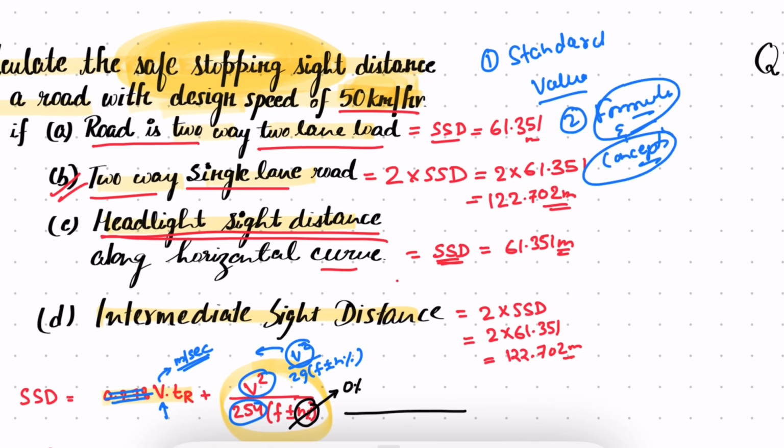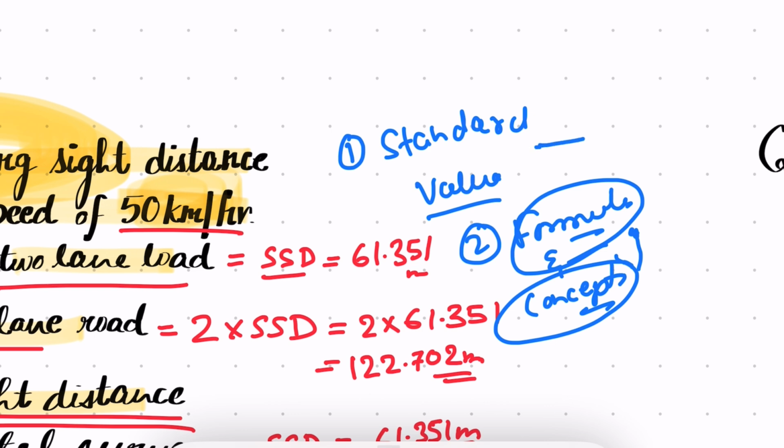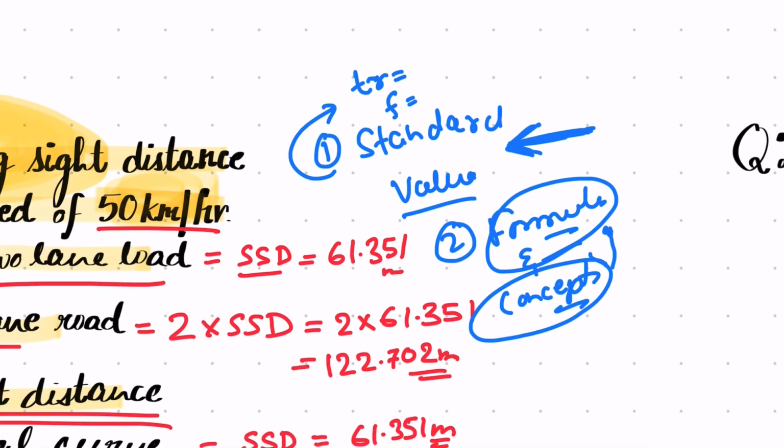Numericals are very simple, formula-based numericals, but the concept and the execution of the formula you should remember. The second thing is the standard values. This you should know. What are the standard values? Standard values in terms of reaction time, standard values in the form of coefficient of friction. These types of values you should be aware of. Now let us move to the next question.